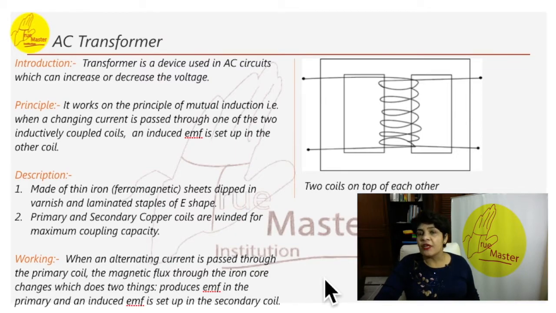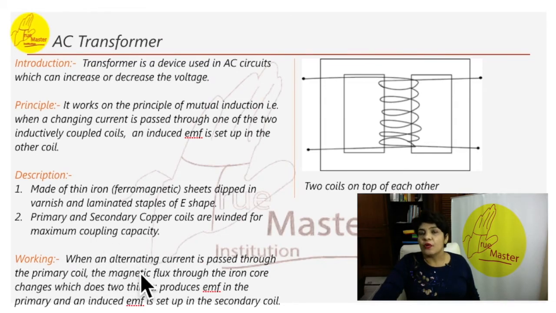Primary and secondary coils are wound for maximum coupling capacity. So there are two coils: one is called the primary coil and one is called the secondary coil. The primary coil has the current flowing through it, and the other has the induced EMF developed in it, which is called mutual inductance. So there are two coils, primary and secondary, and the material used is copper. Copper coils are wound for maximum coupling capacity.